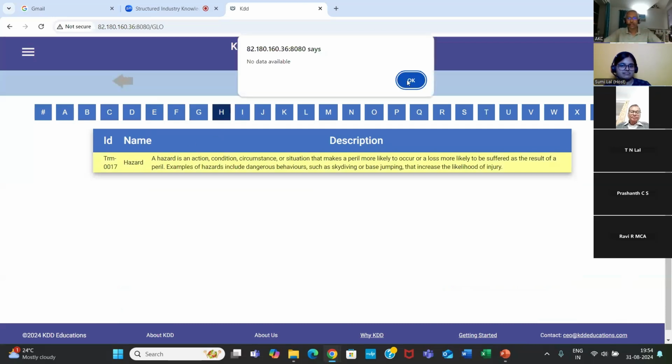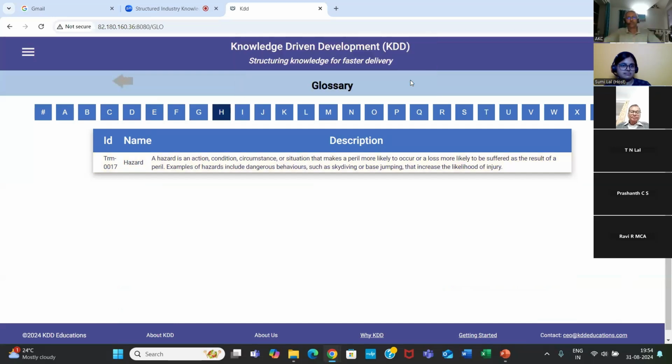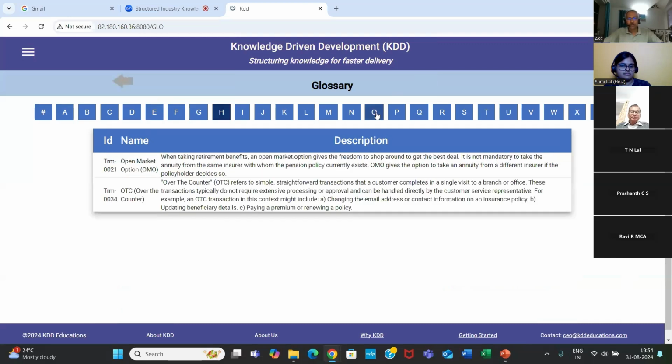Right now, as I said, from a demo perspective, we have pulled out only some information. You can pull out other information like O: open market option, OTC.